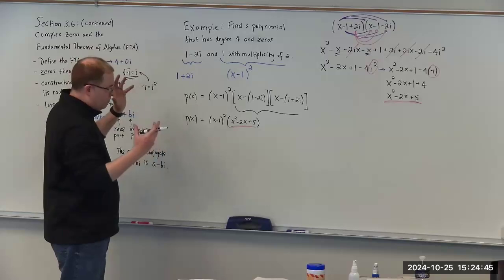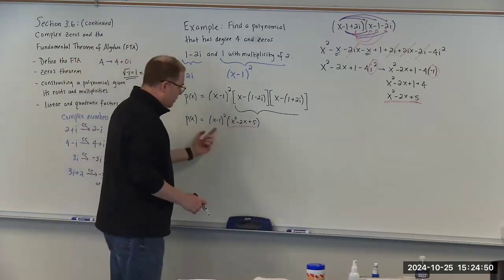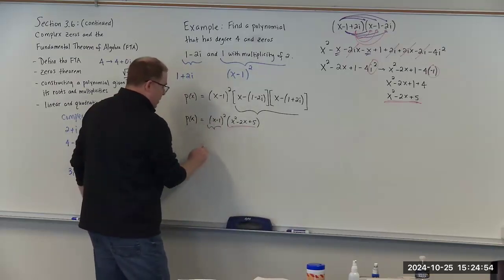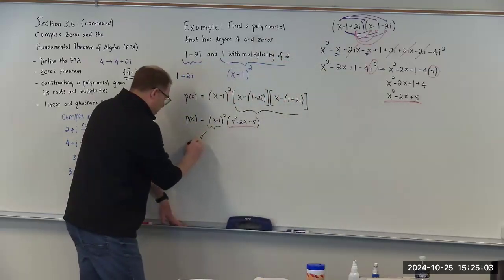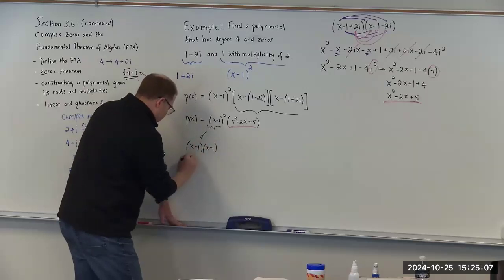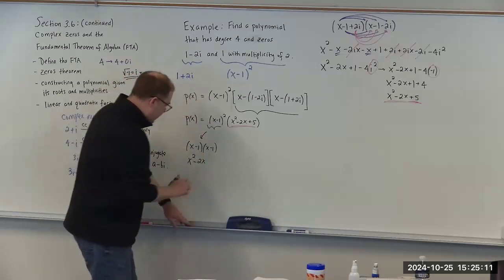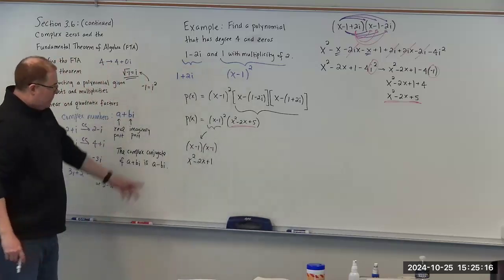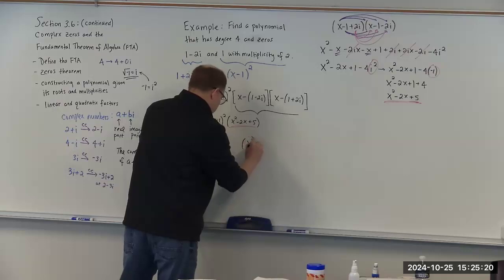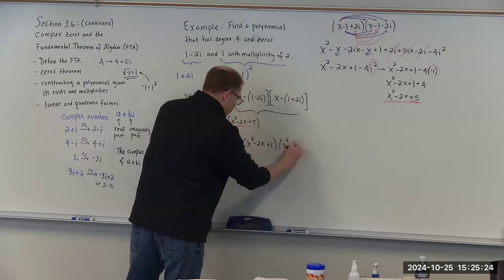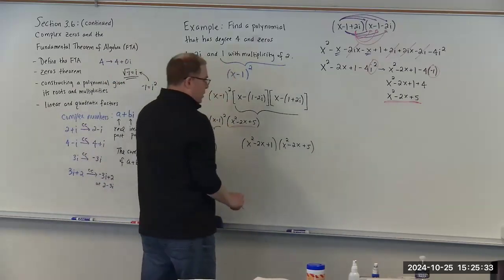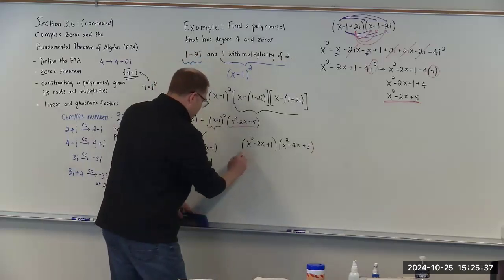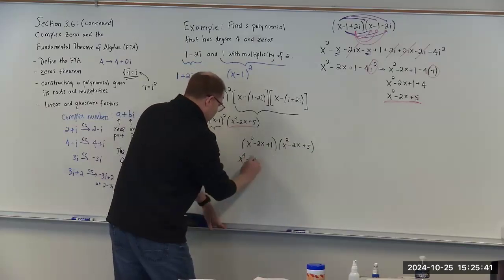Now, because we're trying to find the polynomial, we have to multiply this out. x minus 1 times x minus 1 is x squared minus 2x plus 1, since negative x minus x is minus 2x. Now we take this and multiply it with the other factor. Let's start with x squared: we get x to the fourth, minus x squared times 2x, that's minus 2x cubed. x squared times 5 is 5x squared.